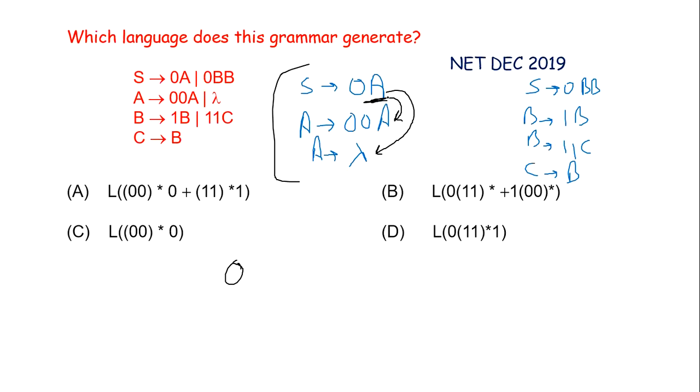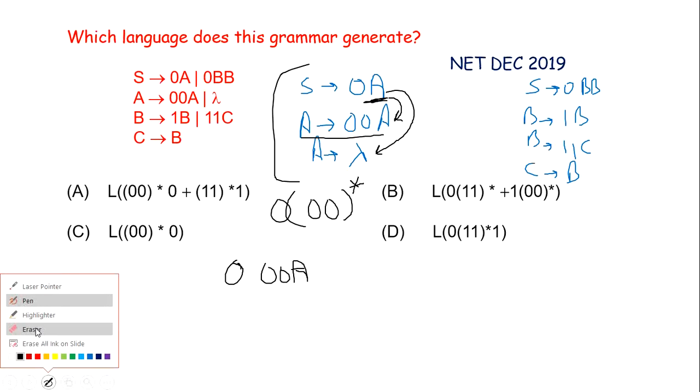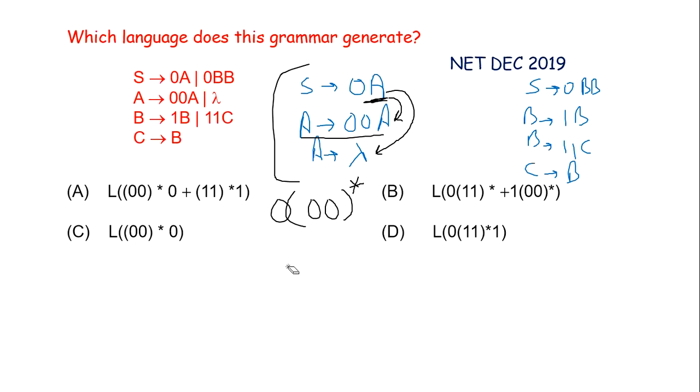Next, let us say we are replacing this A with 00A. Now again we are getting A. So we can see that A gives 00A. In this we have a self loop, right? So the self loop will be like 0, that is our smallest string. Then we have 00, and we can repeat this 00 as many times as we want. So it will be 0 into (00) closure. So is that clear?